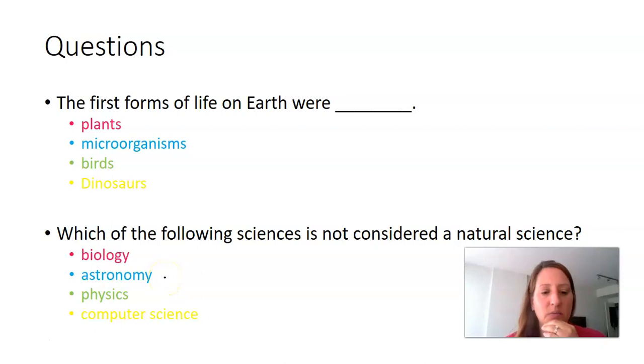The second, which of the following sciences is not considered a natural science? Is it biology, astronomy, physics, or computer science? Which one of these does not deal with the natural world, so the natural sciences? I'll give you a minute.